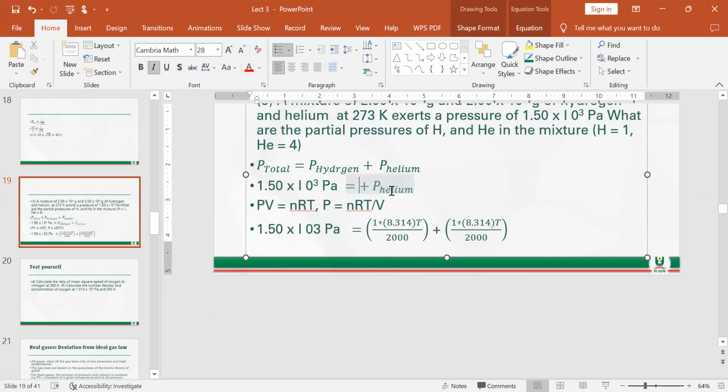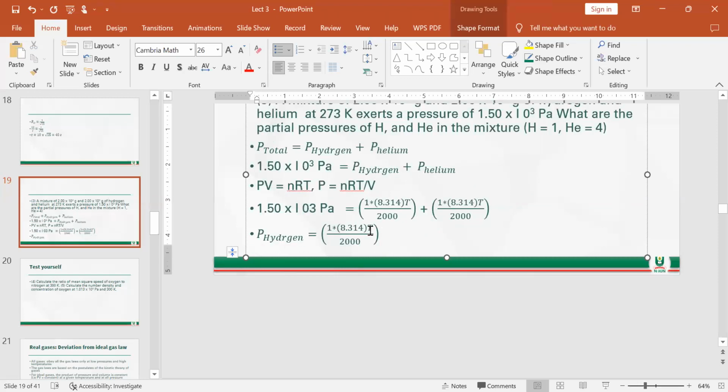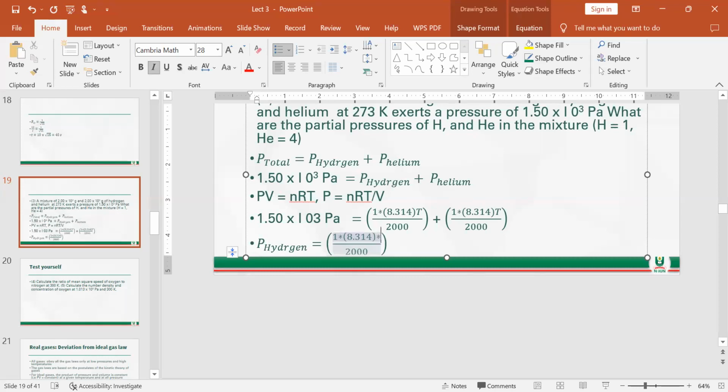The partial pressure for hydrogen is given as this, and the temperature is multiplied by 273. And the partial pressure for helium will also be equal to this.